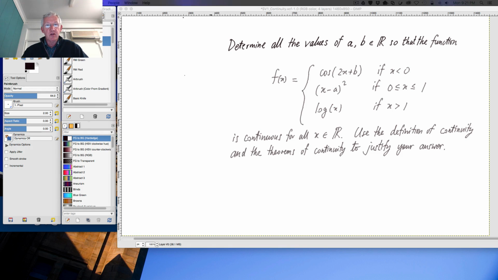Question 2 on that assignment deals with the continuity of a piecewise defined function. It's on the assignment, and it's also a very popular question on the Calculus 2 exam, and generally poorly done.